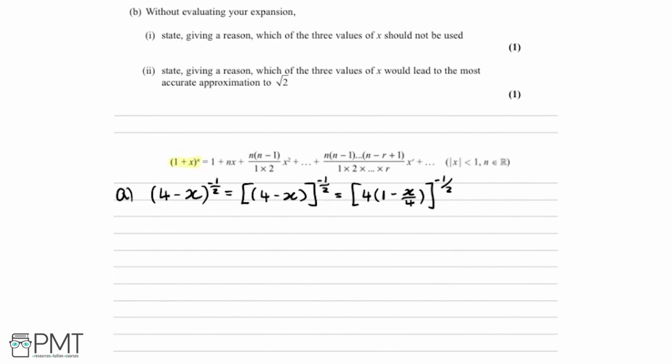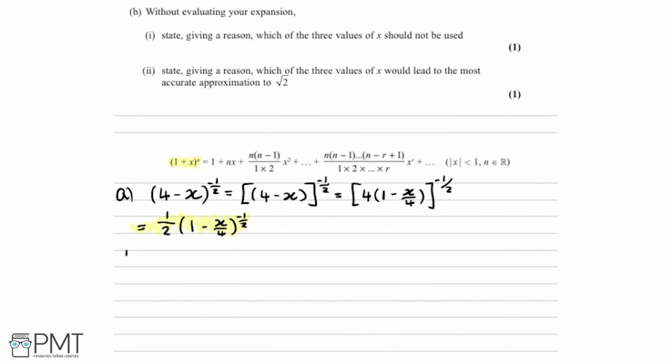Great, so now the last thing we're going to do, using our indices laws, is take this power of minus a half and apply it separately to the bracket and to this multiple of 4. So doing that, we'll get 4 to the power of minus a half multiplied by 1 minus x over 4 to the power of minus a half. Great, now we can rewrite this a bit neater. So 4 to the power minus a half, we can write as 1 over the square root of 4. And actually, the square root of 4 is just 2. So it's just a half. So now we can carry out a binomial expansion using the formula from the formula booklet.